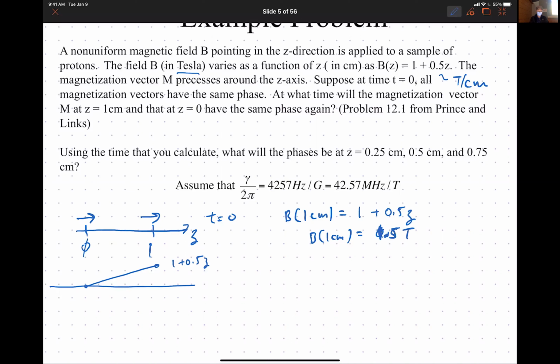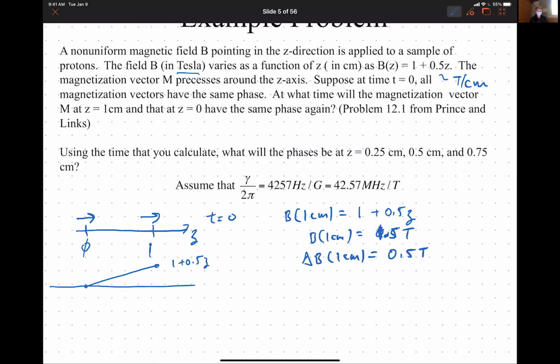All right. So the important thing is that we don't really care what the actual absolute magnitude of that field is, but we care about the difference between the field of those two spins. So the delta B at 1 centimeter is equal to half a Tesla.